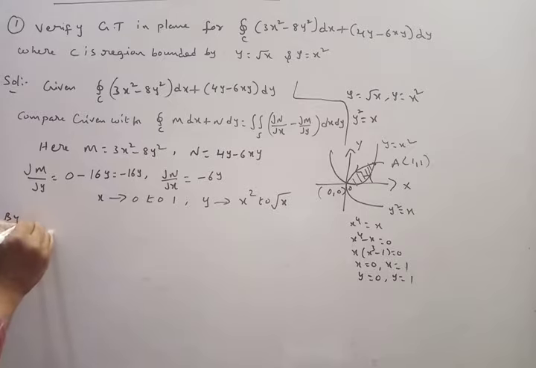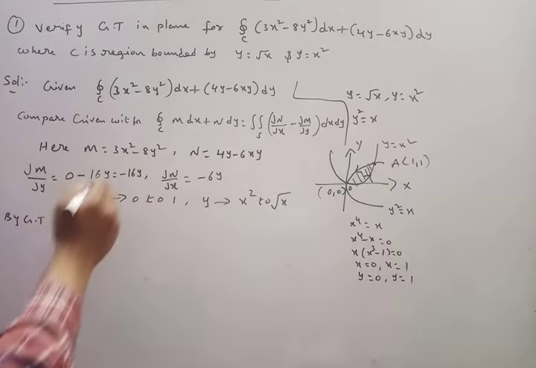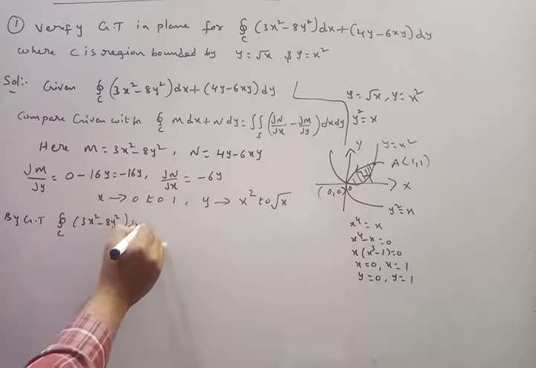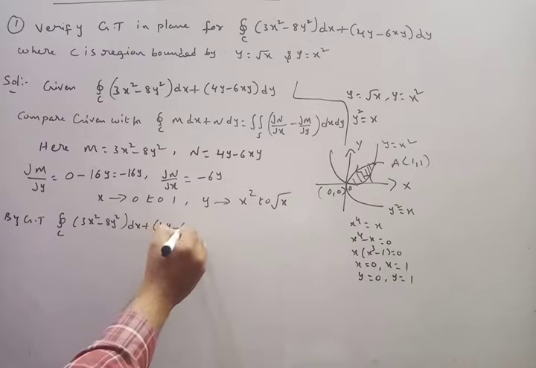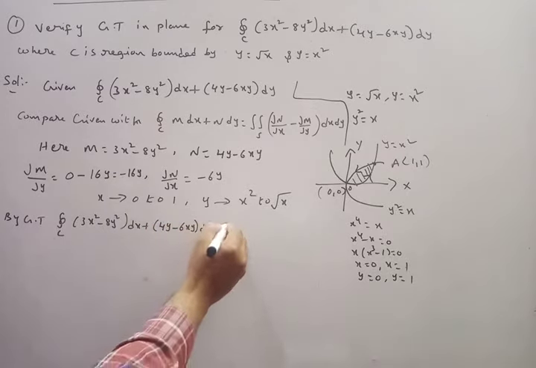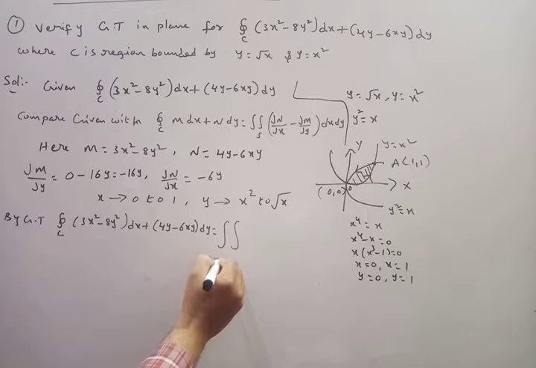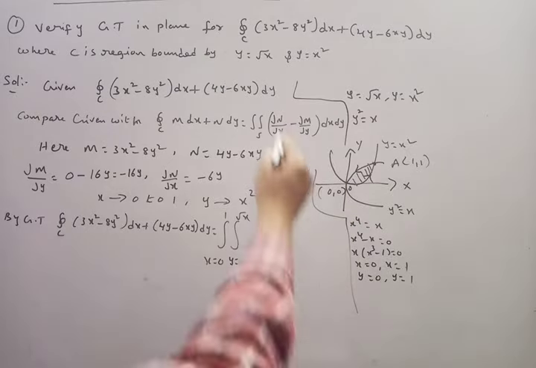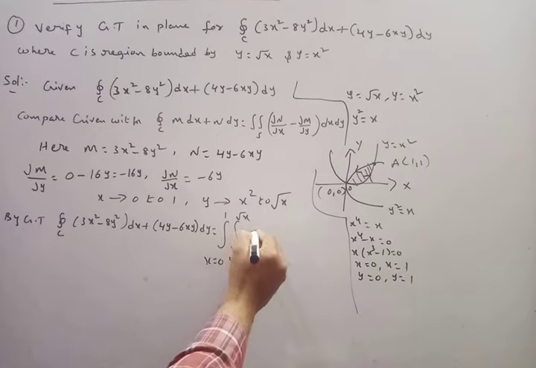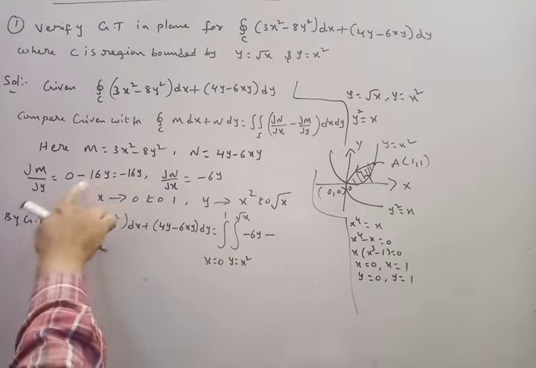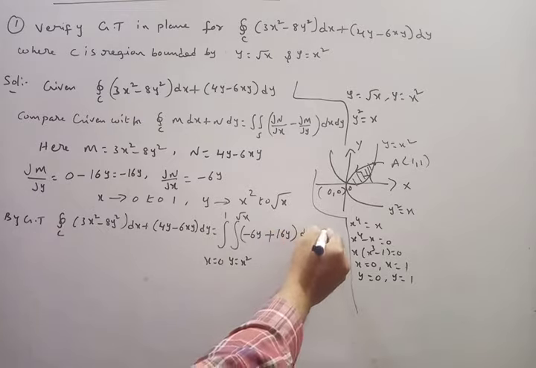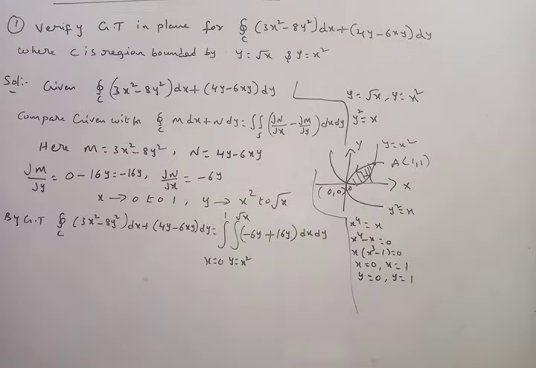Therefore, by Green's theorem, the circle integral over C of m dx plus n dy, where m is 3x square minus 8y square and n is 4y minus 6y, is equal to the double integral, x varies from 0 to 1, y varies from x square to root x, of dou n by dou x, which is minus 6y, minus dou m by dou y, which is minus 16y. Minus of minus gives plus 16y, dx dy.